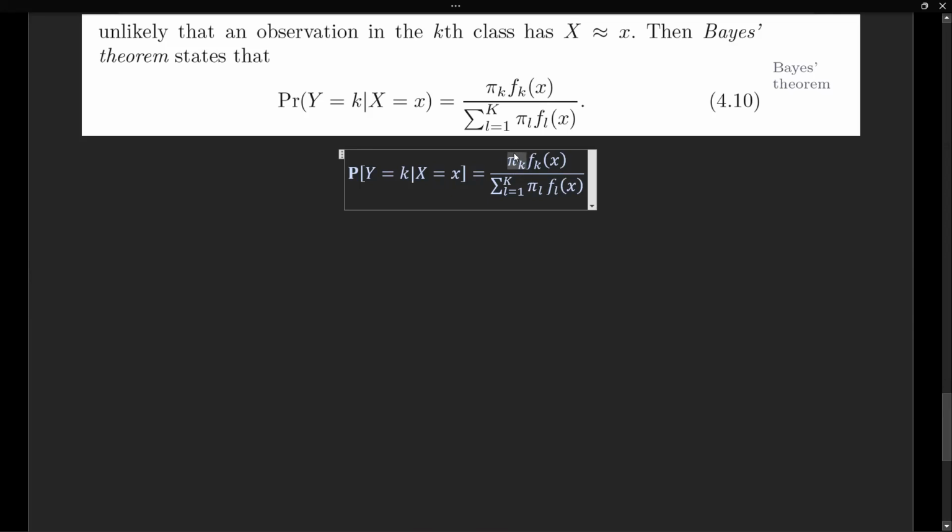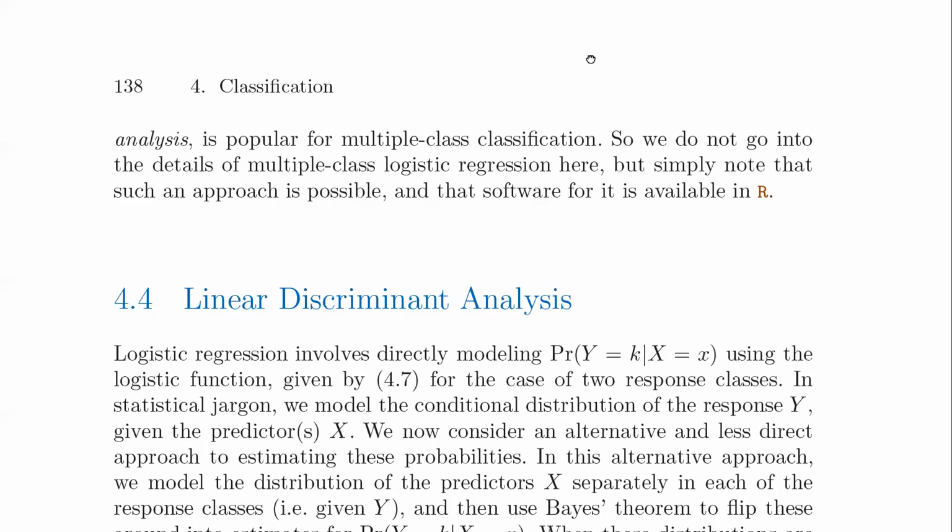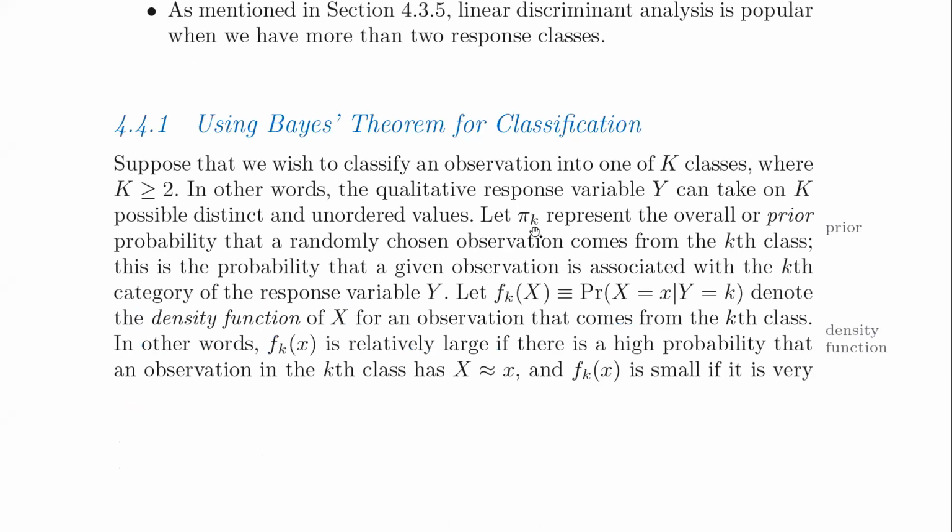I seem to remember this was simply the probability that y is equal to k. Let's have a look in the book. And pi k represents the overall or prior probability that a randomly chosen observation comes from the kth class. That is, this is the probability that a given observation is associated with the kth category of the response variable y.